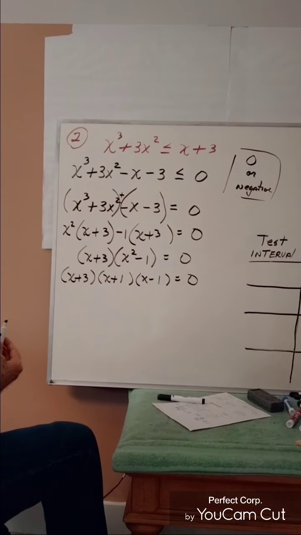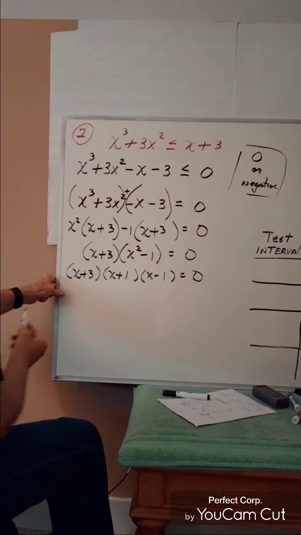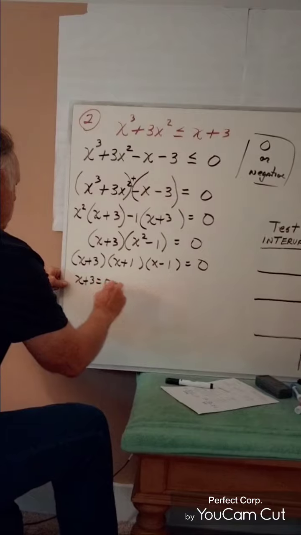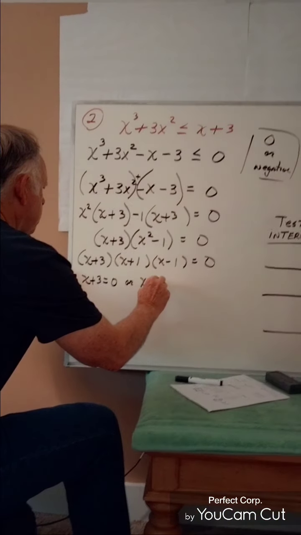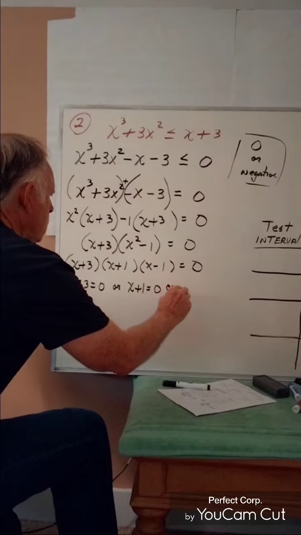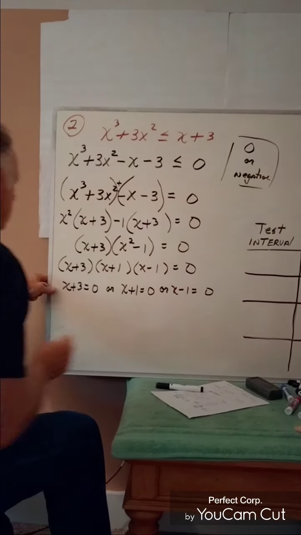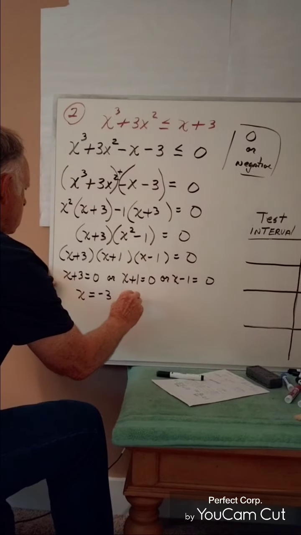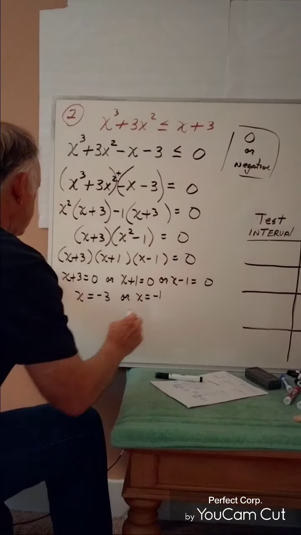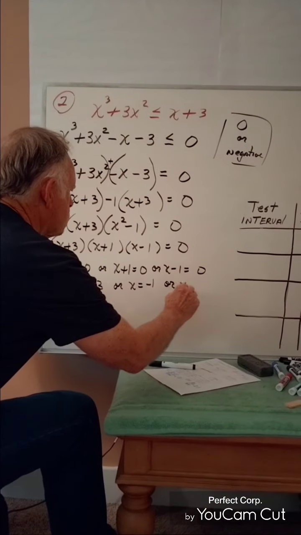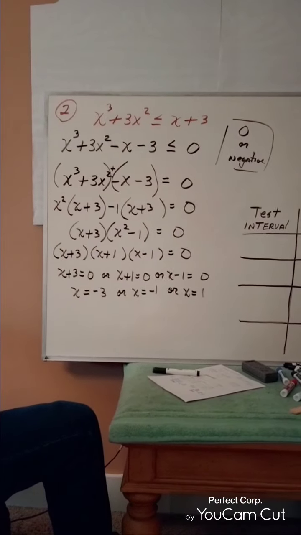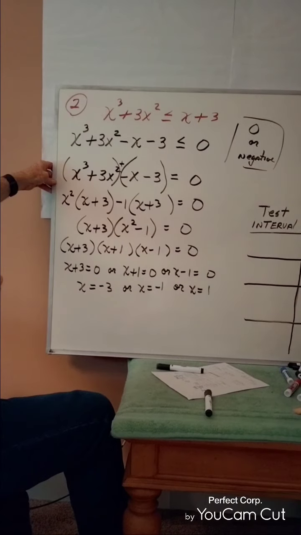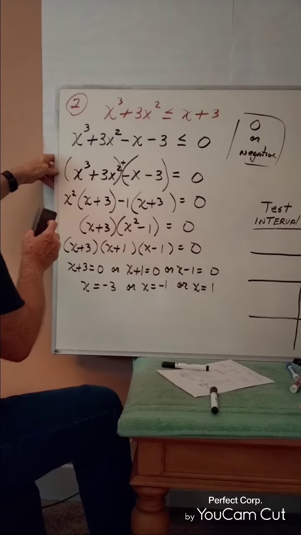And now let's get our values of x, which will be our critical values. x plus 3 is equal to 0, or x plus 1 is equal to 0, or x minus 1 is equal to 0. x can be equal to a negative 3, or x can be equal to a negative 1, or x can be equal to a positive 1. Right? Now, I just want to erase just a little bit up here.